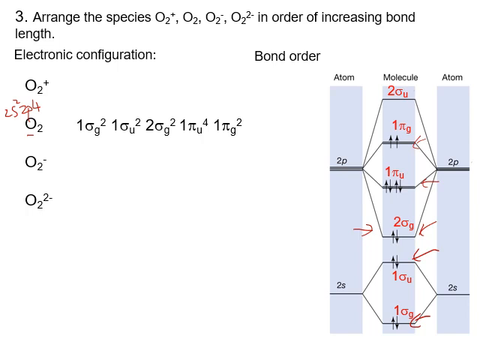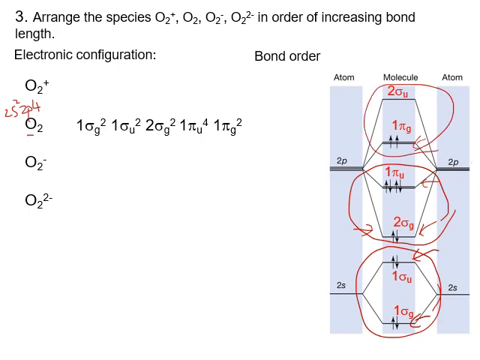Now to calculate bond order, these two already both occupy, so they cancel each other, and these 6 are bonding molecular orbitals, and these are anti-bonding molecular orbitals. So now you have 6 bonding, 2 anti-bonding. So 6 minus 2 is 4. 4 divided by 2 is 2. So for the oxygen molecule, the bond order is 2.